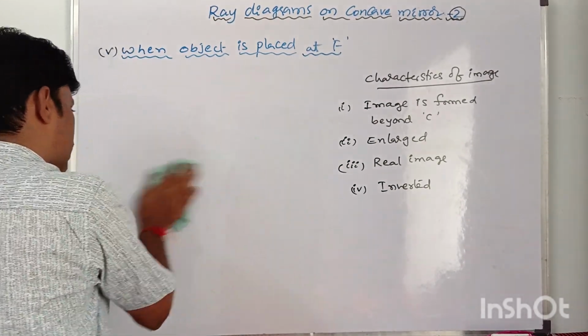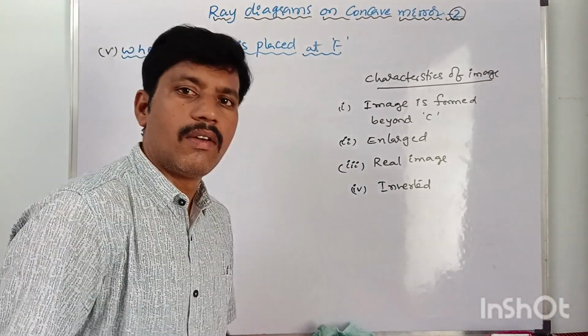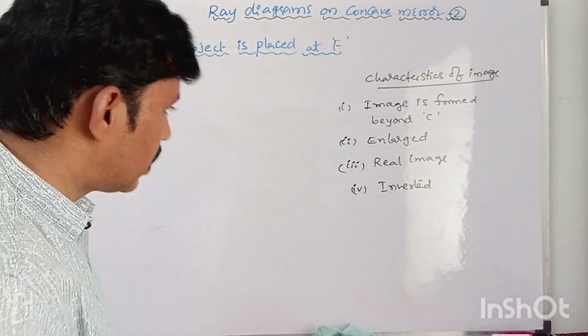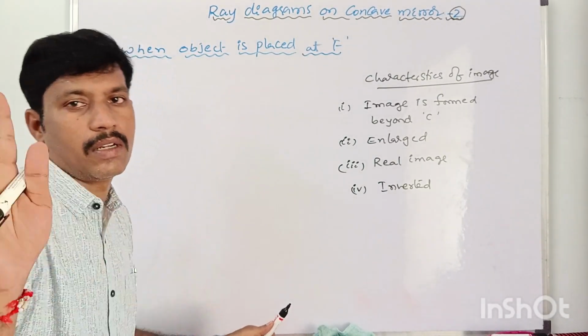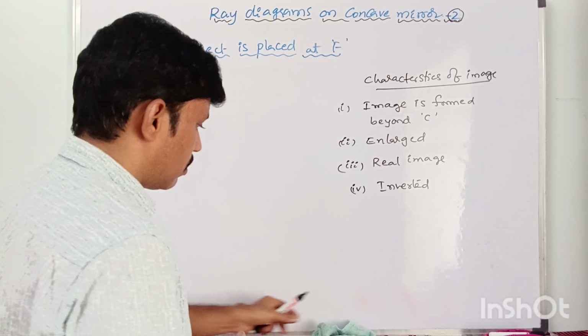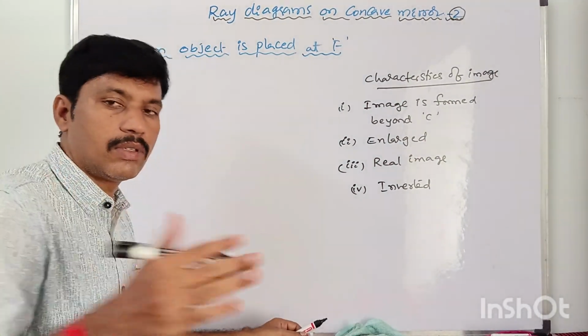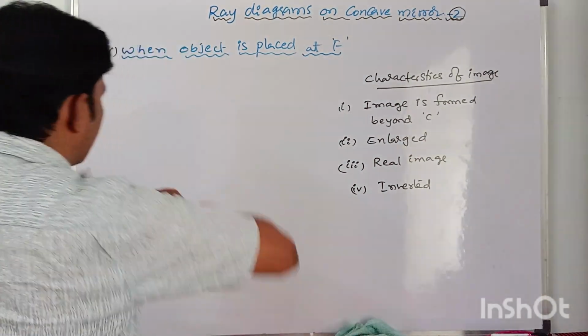That means the first ray is always the parallel ray. In every ray diagram, you need to take the first ray as the parallel ray. It is very easy to draw. Every parallel ray, after reflection, passes through the focus point only. Okay, done. Right. Next.